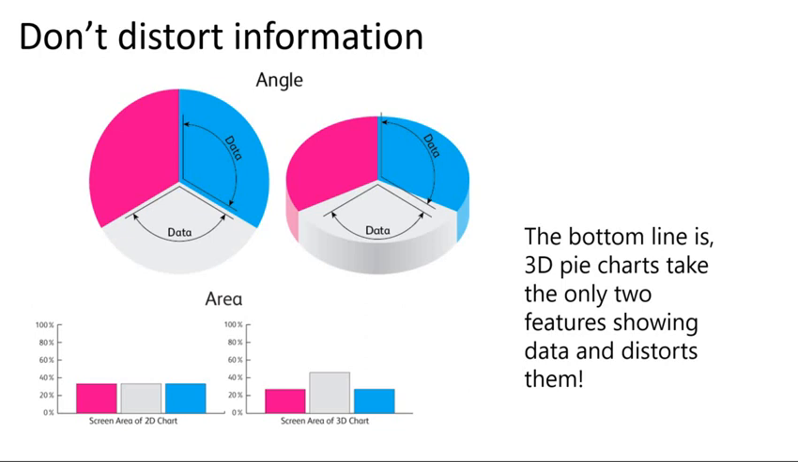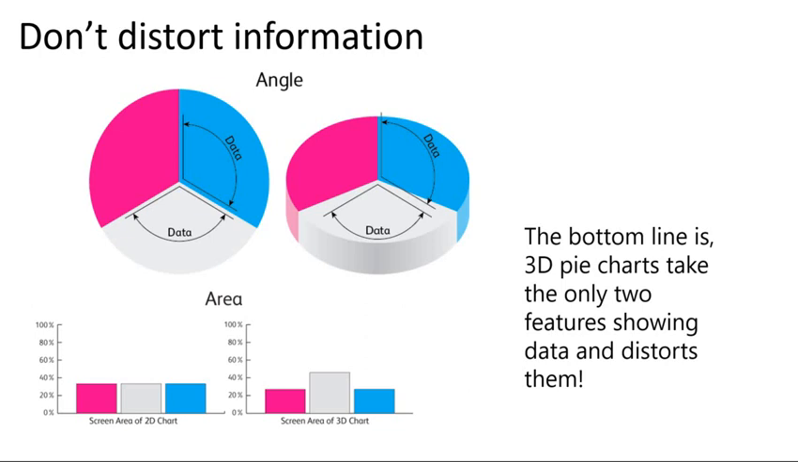Pie charts are the worst offenders. The main encoding of data in a pie chart is the angle of the slice. In a 2D pie chart, the angles are accurately represented. You can see this on the left. The exact same data angle and data labels are being transposed onto the 3D pie chart. You can see how different they are.